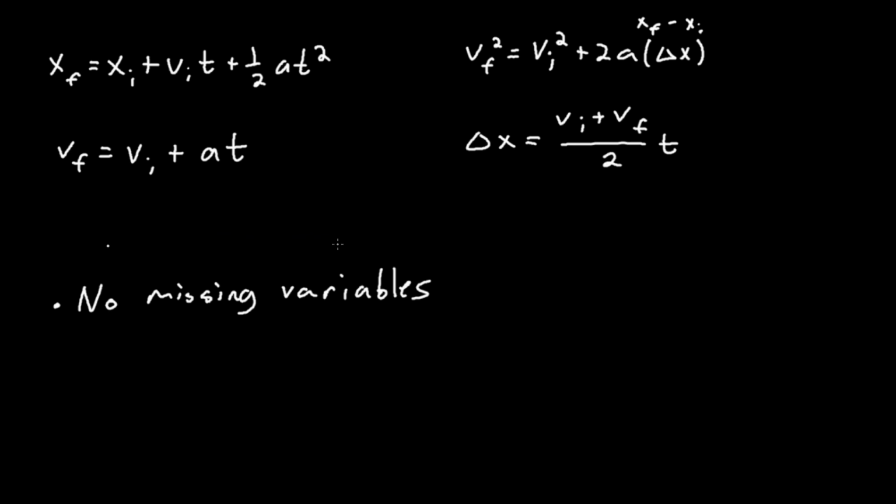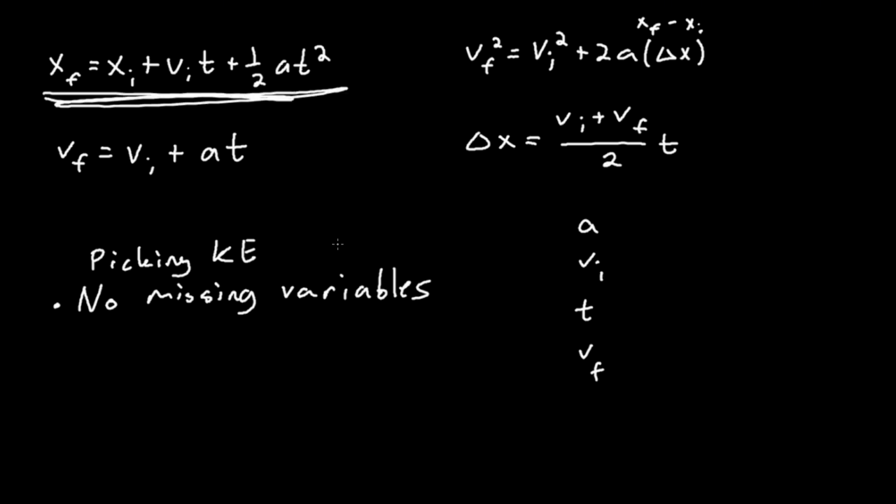Whenever you're picking a kinematic equation, you don't want to be missing any of the variables. So if you're given acceleration, initial velocity, time, and final velocity, you don't want to pick an equation that leaves out acceleration, because you want to take that into account. If you're given all these variables and you don't pick an equation with acceleration in there, well, what's the point of having that?